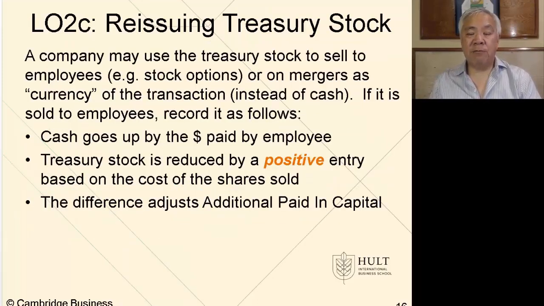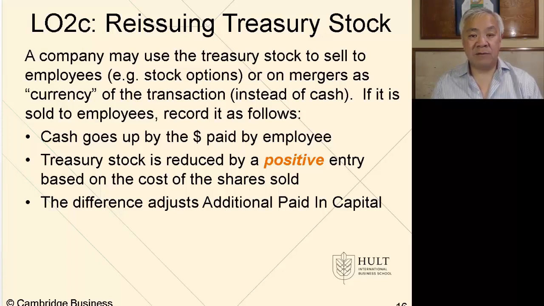Next is what happens if we reissue the common shares. In Learning Objective 2B, we bought back shares, so now let's sell some. So the example here is the company may use its stock to sell to employees for stock options or in mergers. And if so, we then have to record it. First, show that the cash went up by the dollar amount paid by employees because they exercised an option to buy stock. Next, we reduce the treasury stock by a positive entry representing the price paid per share times the shares sold. And then the leftover, or the additional money, adjusts paid-in capital.